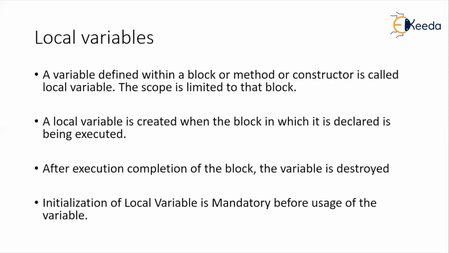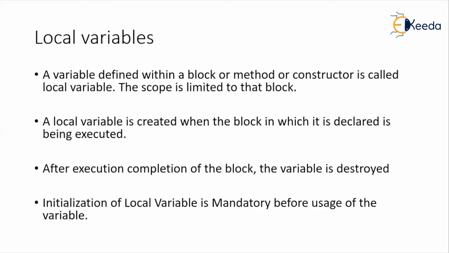So let's see what a local variable is. As the definition says, a variable defined within a block or a method or constructor is called a local variable. And the scope of that variable is limited to that block only. That variable will not be available outside that block. That is nothing but scope.